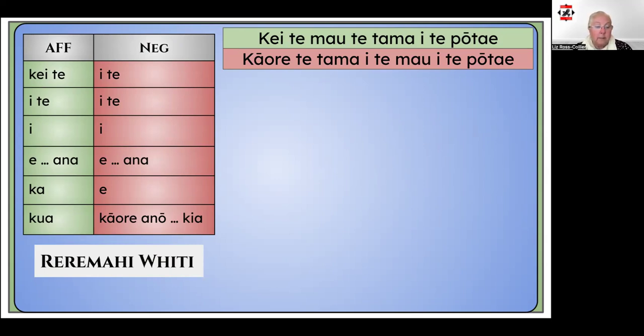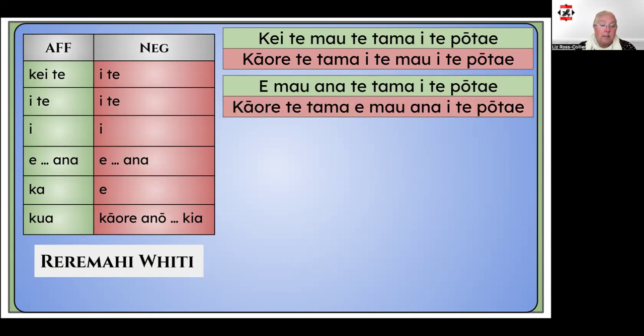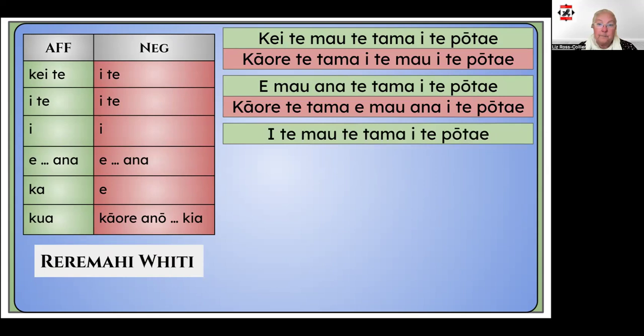Kaore te tama i te mau i te pōtae. The boy is not wearing a hat. Next one the same. The negation, kaore te tama e mau ana, and then we add in the i te pōtae at the end. The only part of the sentence where we switch the order around is the first bit. Here are the rest of the examples.